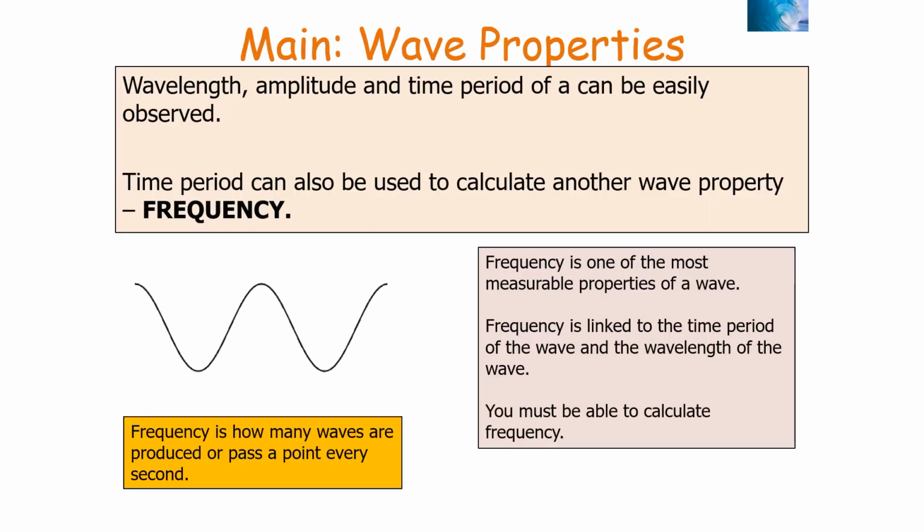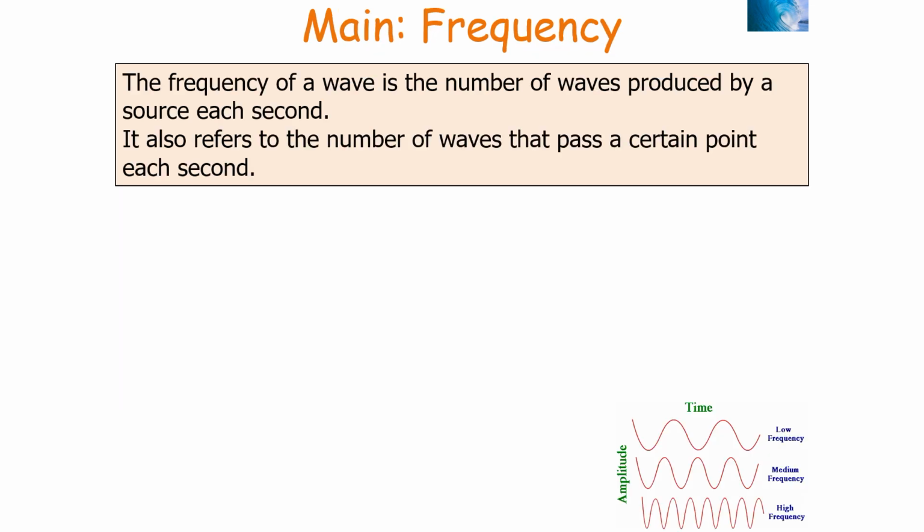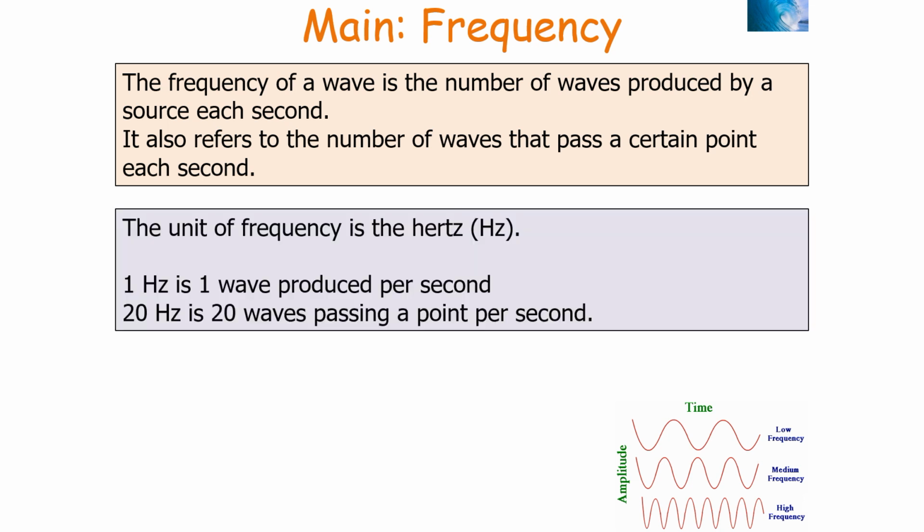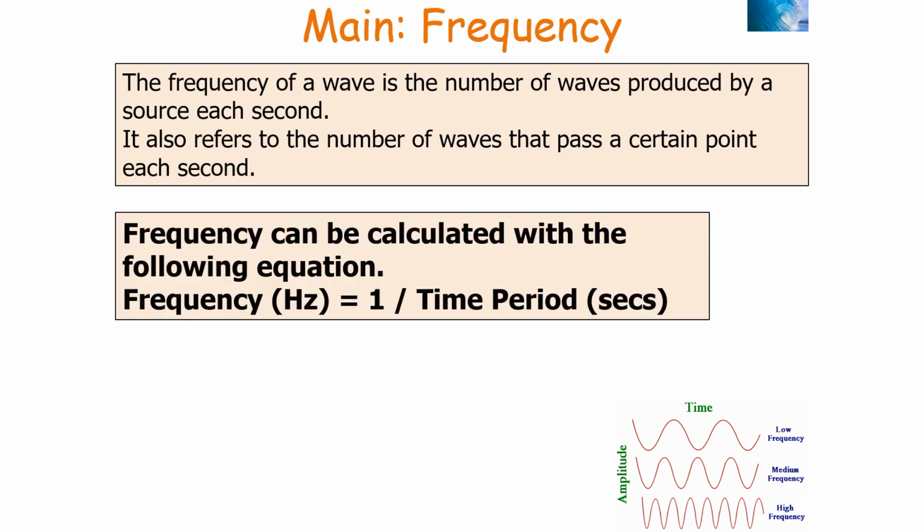Now, just to clarify, frequency is one of the most important measurable properties of a wave, and it links to the time period of a wave and the wavelength of a wave. So remember, frequency is how many waves are produced or pass a point every single second. So the unit of frequency is hertz. 1 hertz is 1 wave produced every second, and 20 hertz is 20 waves passing a point every second. And like we just said, frequency in hertz is equal to 1 over the time period in seconds.